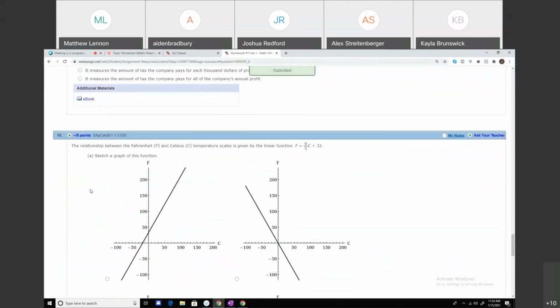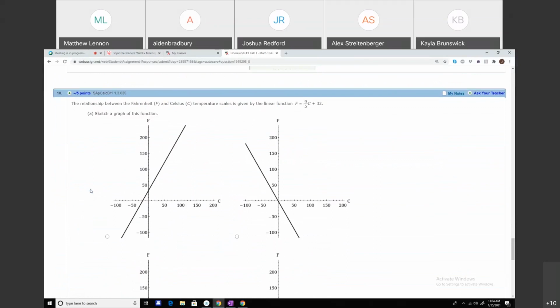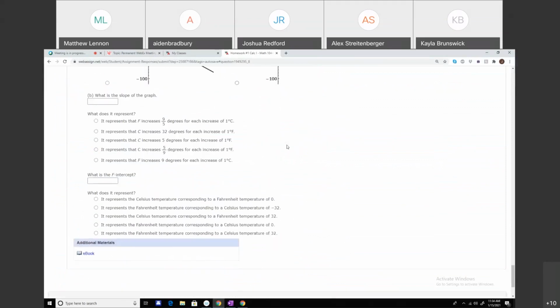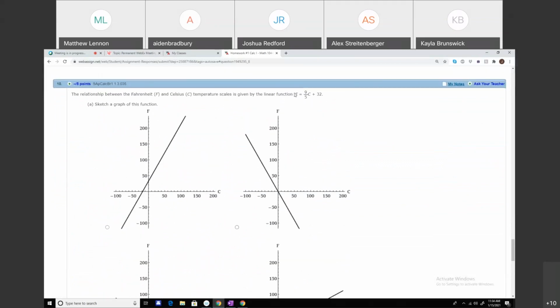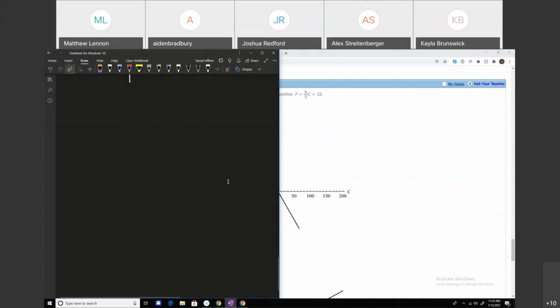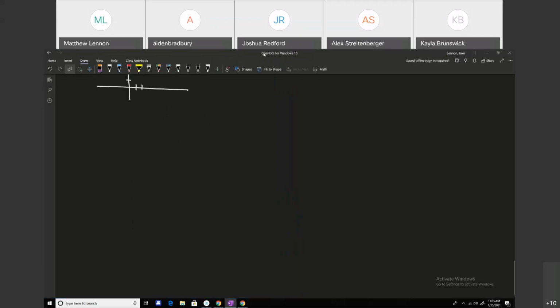Okay. Number 10, the relationship between Fahrenheit and Celsius is given by so-and-so. This formula, sketch the graph, what's the slope? All right, we'll go through this in a second. I just want to say one thing about why you should never have to memorize this formula, at least if you still remember some things from science in grade school or high school. All you need to remember is that Fahrenheit and Celsius share a linear relationship, right? So let's just talk about that for a second.